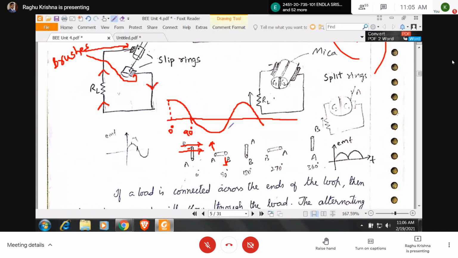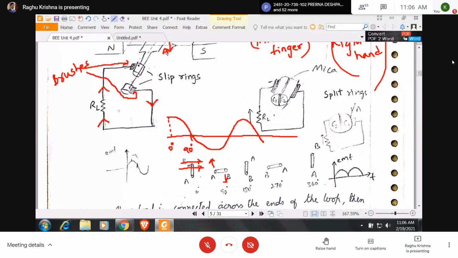So here this AC can be converted to DC by using a commutator. It can be explained by using a split ring. By using split rings, we can convert. If you use slip rings, we are going to get AC. If you use split rings, we are going to get DC. This I am going to explain in the next class. Okay.